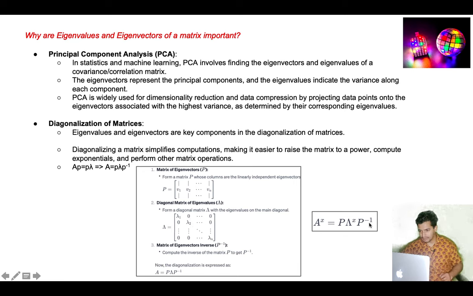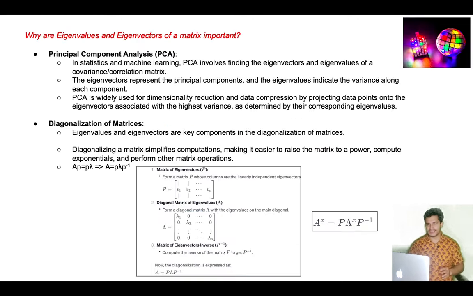Multiply it with P and P inverse, and we will get A raised to the power x without actually multiplying A x number of times. Just taking the P matrix, P inverse, and raising the lambda matrix, which is a matrix of eigenvalues, to the power x, we can get A to the power of x. So it's used in diagonalization of matrices to raise the matrix to a power, and this eigenvectors and eigenvalues concept simplifies the process.